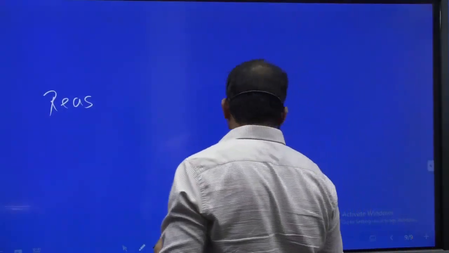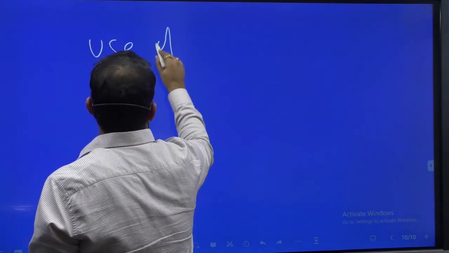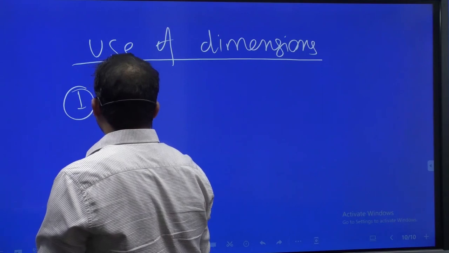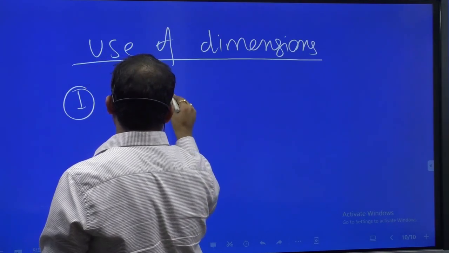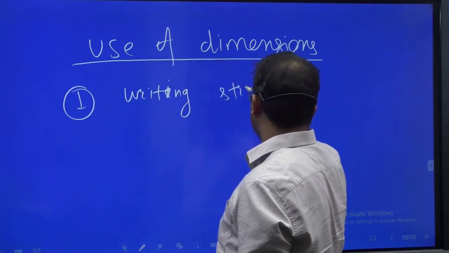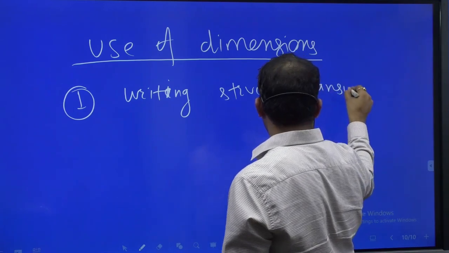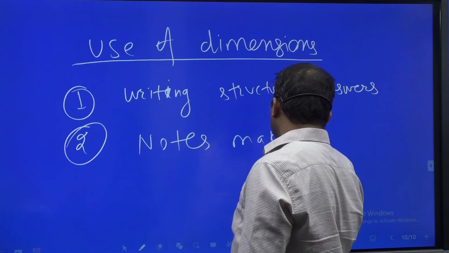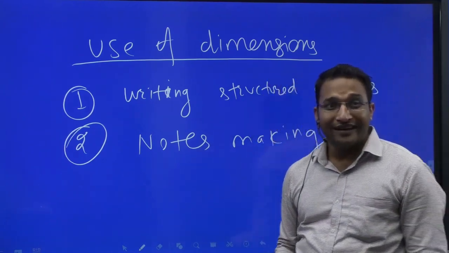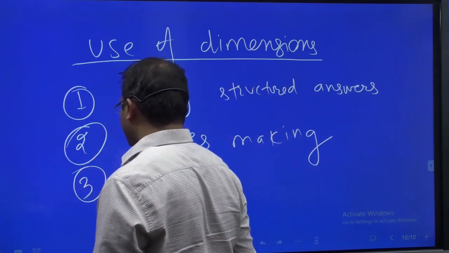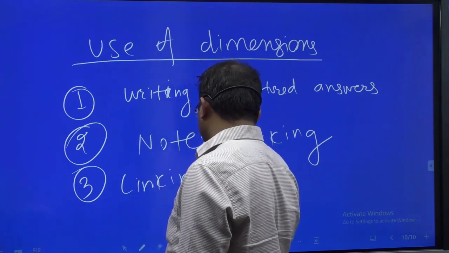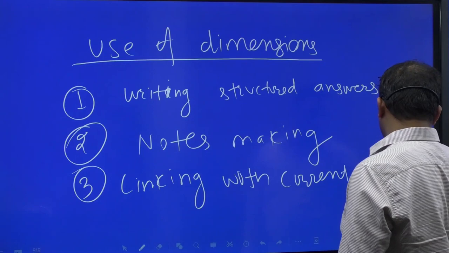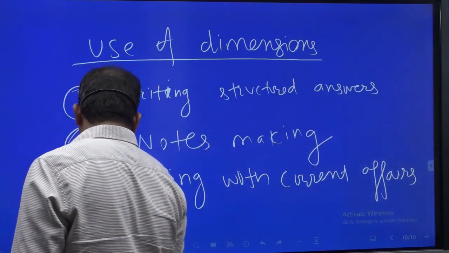What are the purposes for which you can use the dimensions? Use of dimensions. Number one, writing structured answers. Number two, notes making. It will help you, no? Suppose you are making the notes from the book. If you know the dimensions, you can categorize those points into dimensions. Third, linking with the current affairs. Fourth, it will help you make good diagrams and flowcharts.